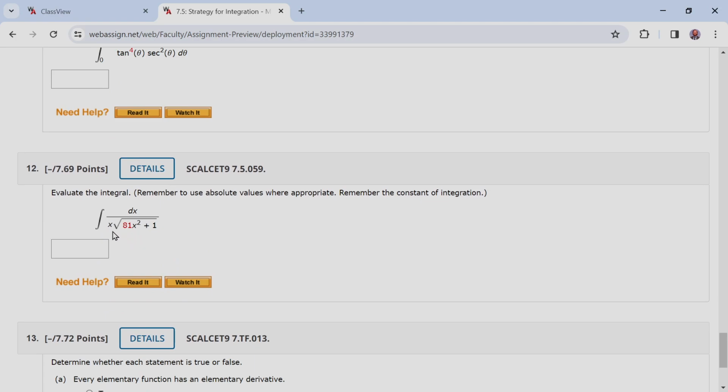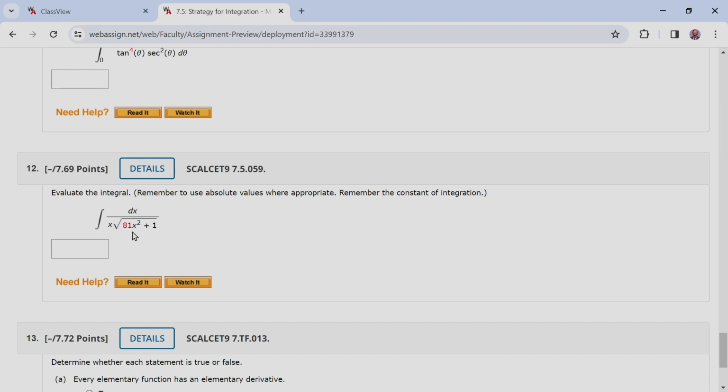Right, evaluating this one. Oh, goodness gracious me. This is a trig sub, right? Because I almost want to let the 81x squared plus 1 be my u, but if we let the u be 81x squared plus 1, the derivative of that is 2x, which is not, we don't have a 2x upstairs. The x is downstairs, which is really x to the minus 1.